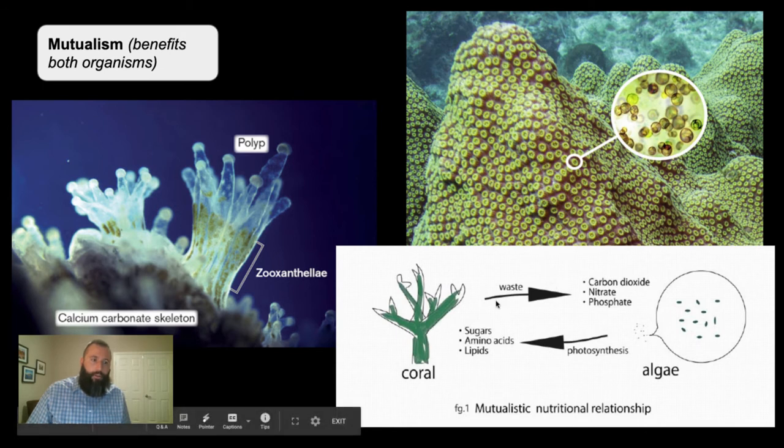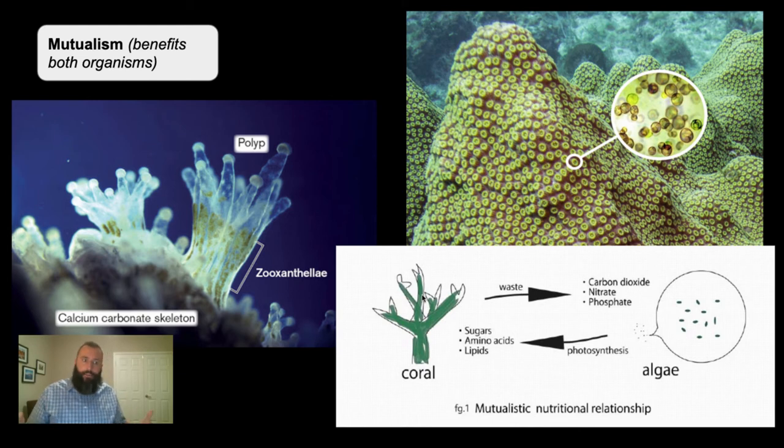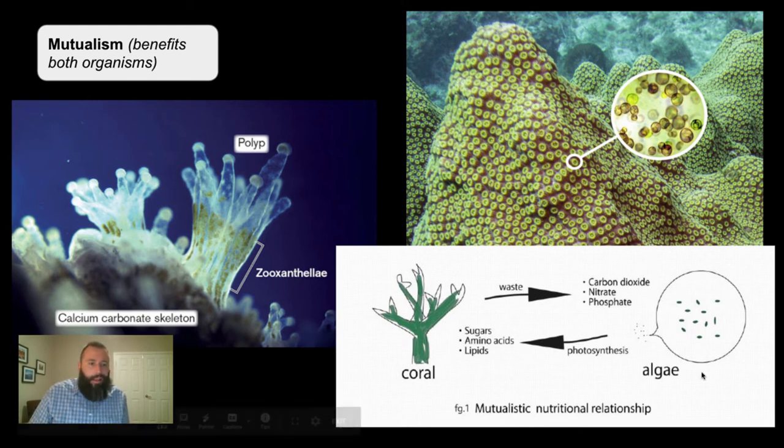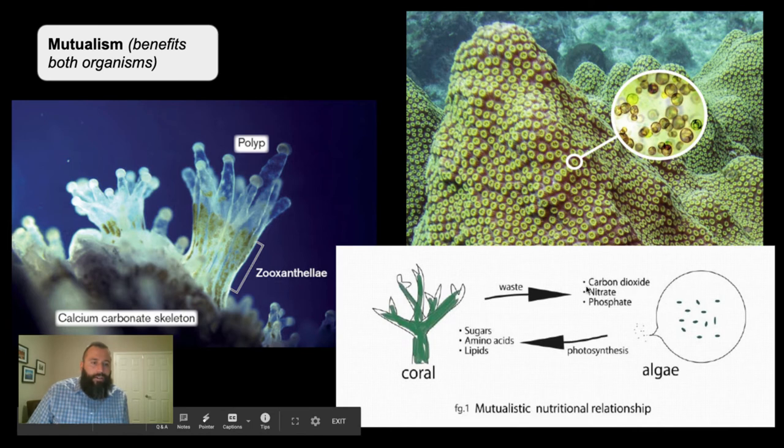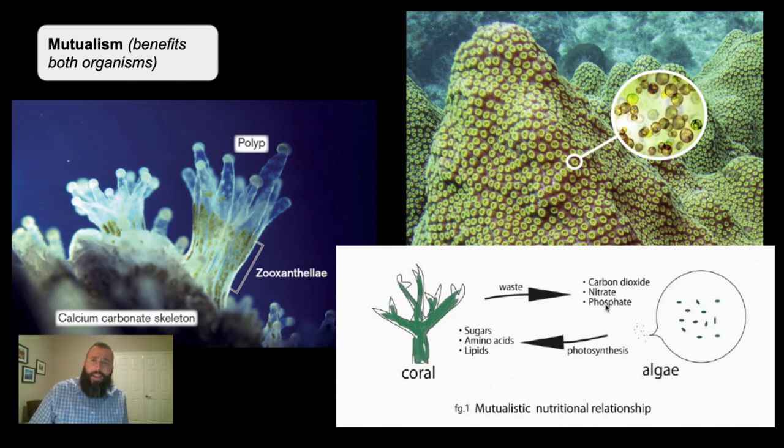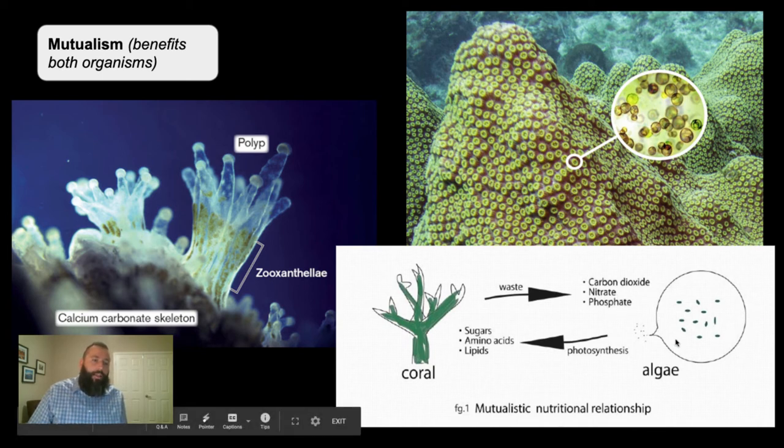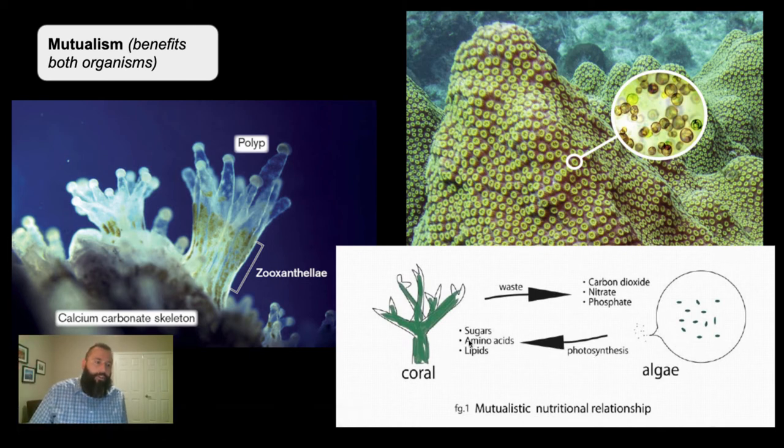The coral provides protection, but also waste products from metabolizing foodstuffs. And think about it, plants, algae, photosynthesizers need carbon dioxide that the coral is producing through its metabolizing of its food. It provides wastes like nitrates and phosphates too. These building blocks are used by the algae along with light that comes in from the sun. Through photosynthesis, we produce sugars and some of the other chemicals that the coral needs. So it's a nice symbiotic, mutualistic relationship between these two.